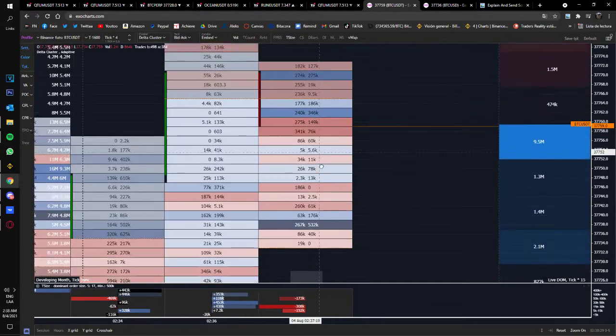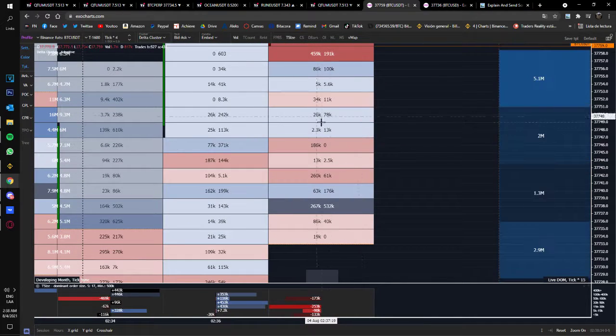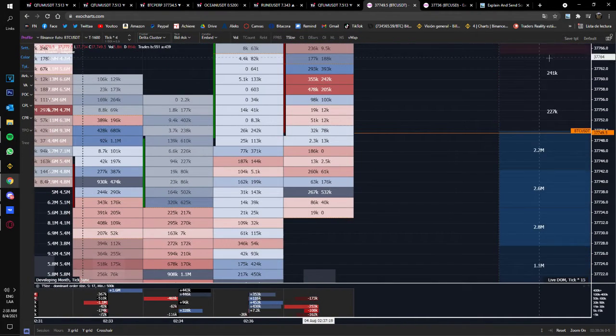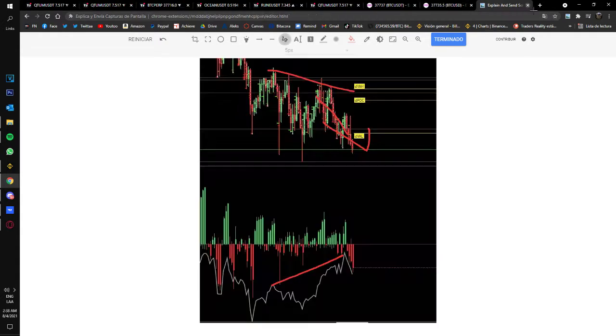Bid ask is the same, but now it divides the buyers and the sellers. You read these candles in diagonal, like this, this with this with this with this with this. Not like this.